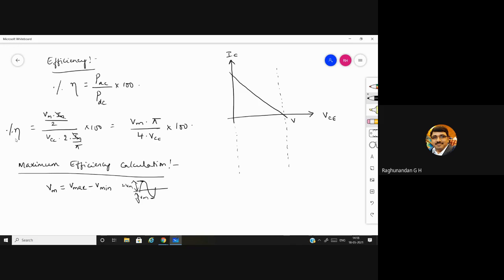But here we are just getting half cycle. Only half cycle output we are getting. When you are getting half cycle, there is no need of dividing it by 2. There we were having 2 peaks, so in order to get 1 peak, we were dividing by 2. But here, since we are taking only half cycle, no need of dividing by 2. So Vmax minus Vmin. For that purpose, we go for maximum swing.